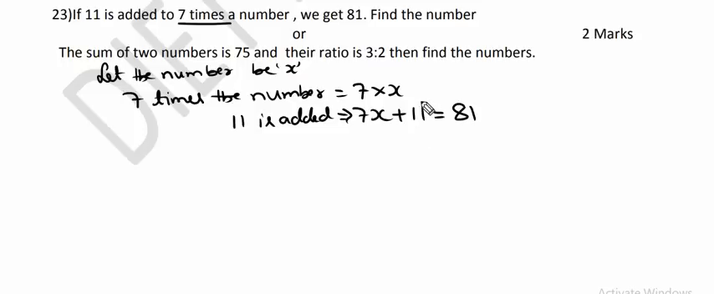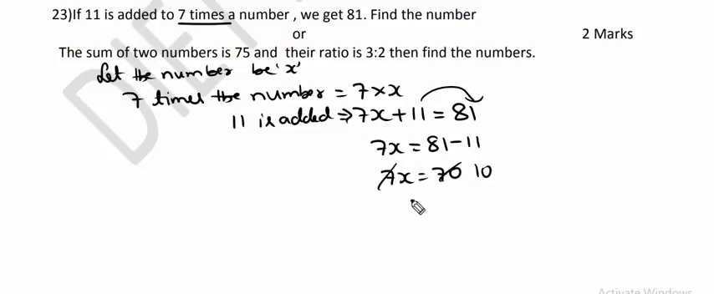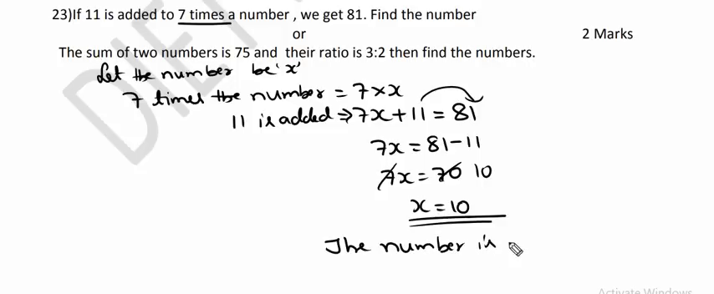Now we have to solve this. You have to transfer this 11 to the right hand side. So 7x equals 81 minus 11. That gives you 7x is equal to 70. Now divide by 7: 7 ones are 7, 7 tens are 70, x is equal to 10. So this is the number we have to get. You write in words: the number is 10. So this is the correct answer.